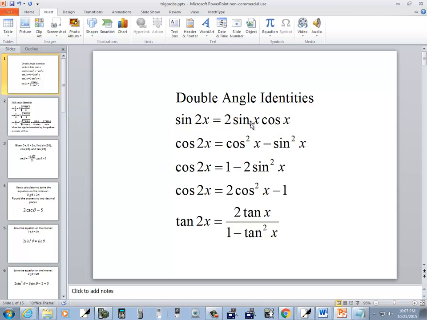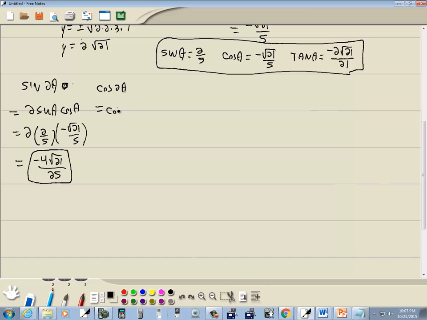Now cosine of 2 theta. Doesn't matter which formula you use. I'll use the first one. Cosine squared minus sine squared. Cosine we said was negative square root of 21 over 5 squared minus sine, which is 2/5 squared. Now negative squared is positive, and square root of 21 to the second power just gives us 21 over 5 times 5 is 25 minus 2 times 2 is 4, 5 times 5 is 25. 21 minus 4 gives us 17 over 25.